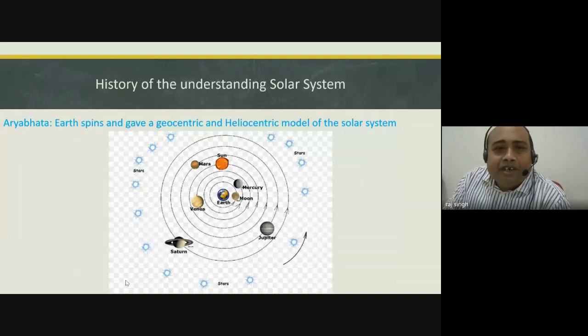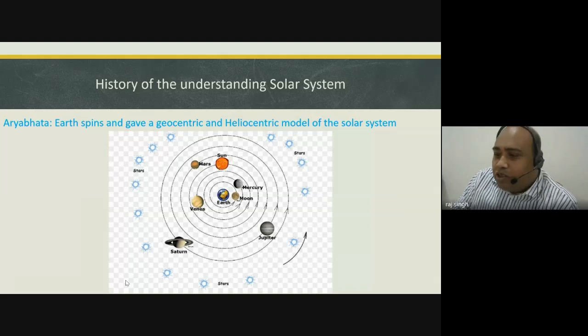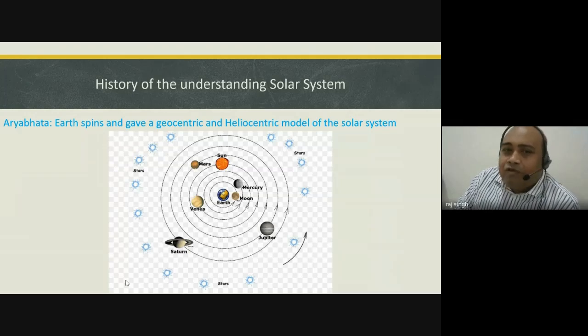I will explain a little bit of the history of our solar system. So in India, Aryabhata gave both concepts, geocentric and heliocentric. Geocentric means the Earth is at the center of our solar system, and heliocentric means the Sun is at the center. But Aryabhata emphasized mostly the geocentric, though he also mentioned the heliocentric model.